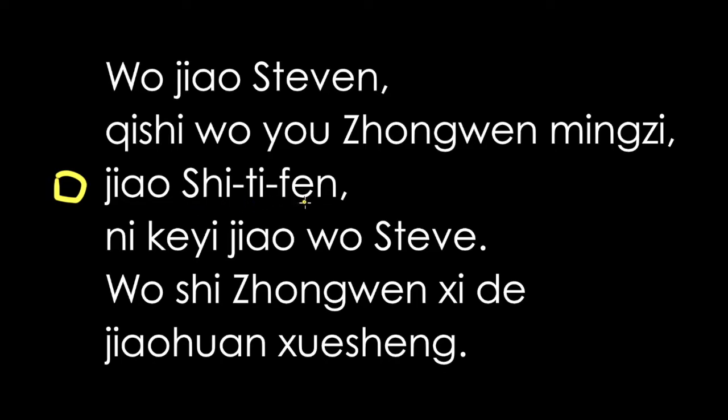For instance, Martin would be 马丁, Alexander would be 亚历山大, Berlin, the city, would be 柏林. Let me think. Moscow would be 莫斯科. Not really sure what the tones there are. So yeah, 史提芬 is the Chinese official, I think, transliteration of the word Stephen into Chinese.